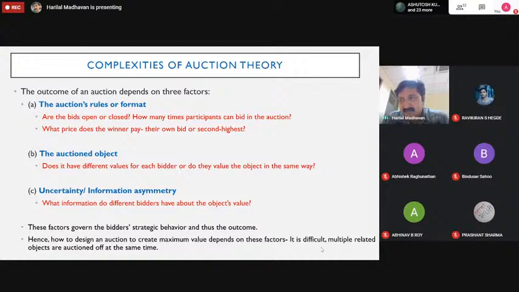Most of the times this creates a trouble. We don't know exactly what I'm bidding for. What is the real value of that particular commodity that I'm bidding for? So this information asymmetry or uncertainty regarding this particular product creates a lot of problems. Okay, we'll see what kind of problems very soon.